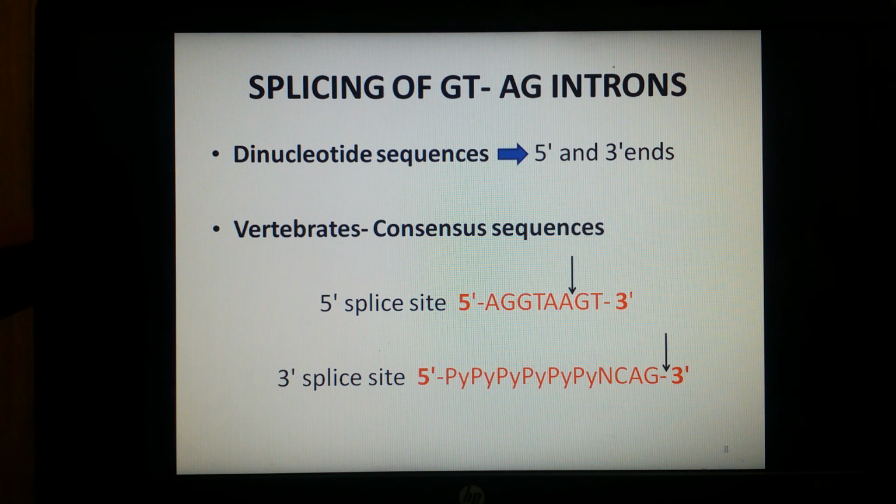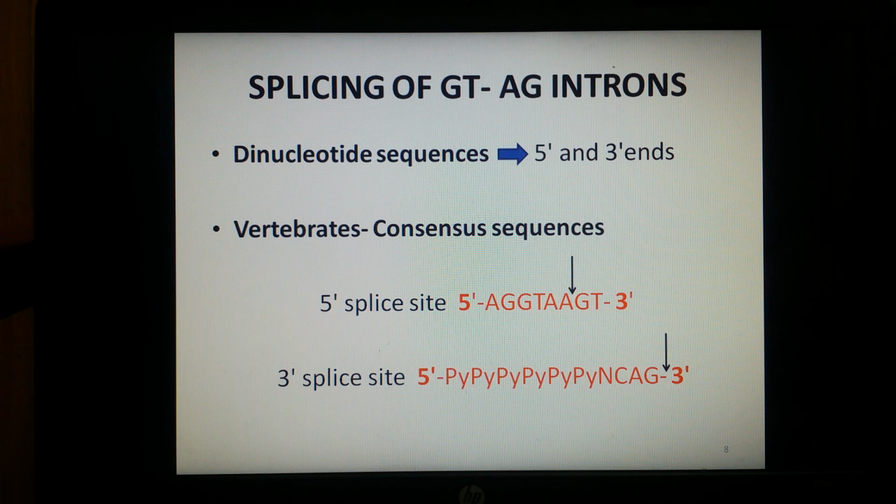GT is the first 2 nucleotides of the intron, and GT is of course the sequence in the DNA, because you know that in DNA thymine is present, whereas in RNA it is uracil. So in the transcript it will be GU instead of GT. And AG is the last 2 nucleotides of the intron. This is commonly known as the GTAG rule, and if you search anywhere, you will find results for the GTAG rule.